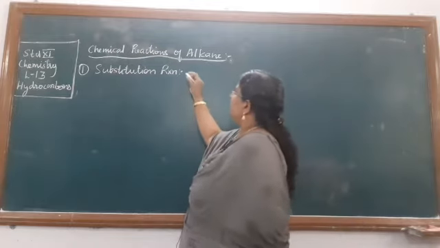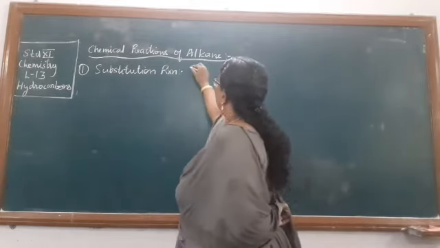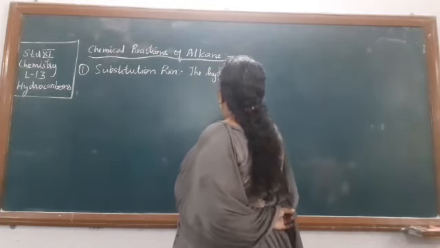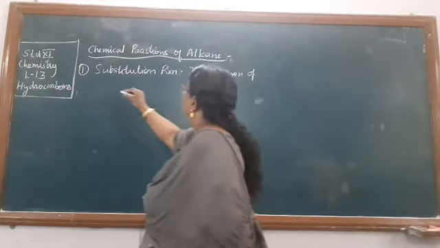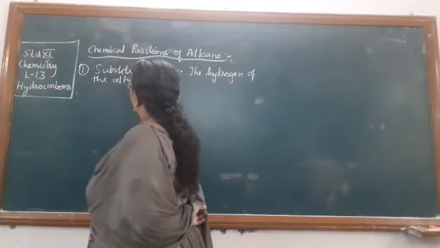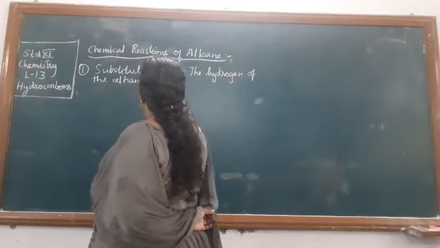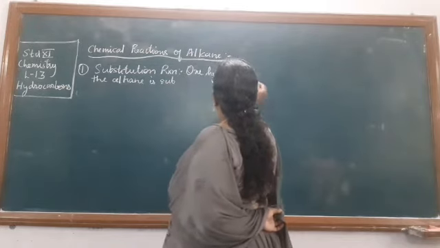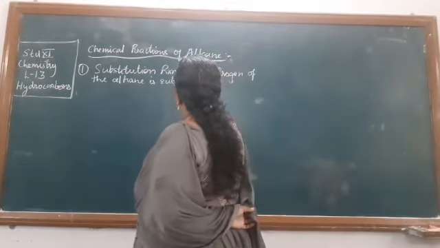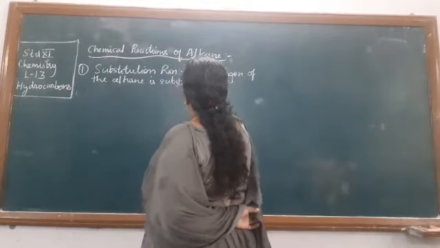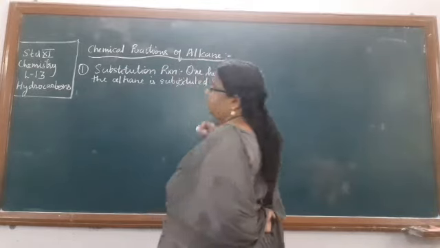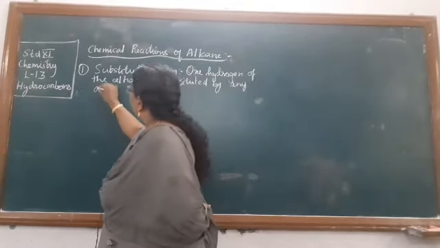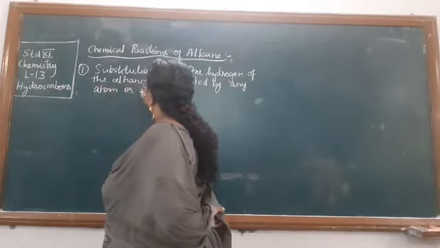Okay, so if you want to just write a small line regarding substitution, the hydrogen of the alkane is substituted. One hydrogen of the alkane is substituted by any atom or group of atoms.